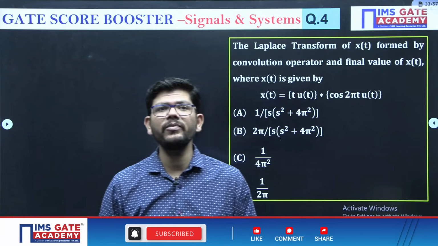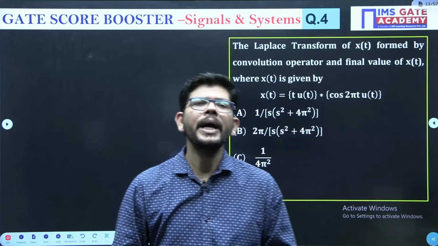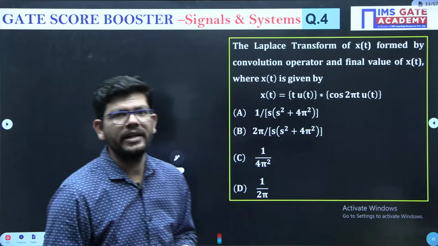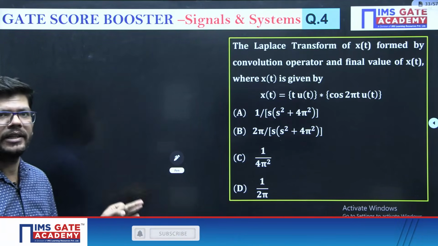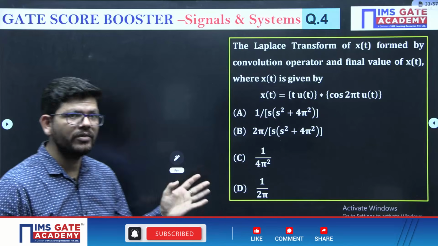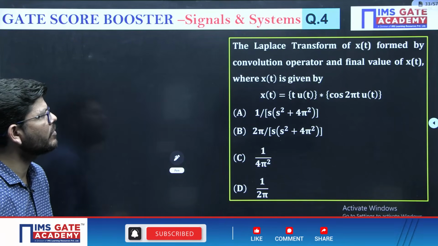So in Fourier transform, we have done some fantastic questions. Practice this as many times as you can. Surely you are going to get the same type of question in the exam next time also. Now this question is from Laplace transform.